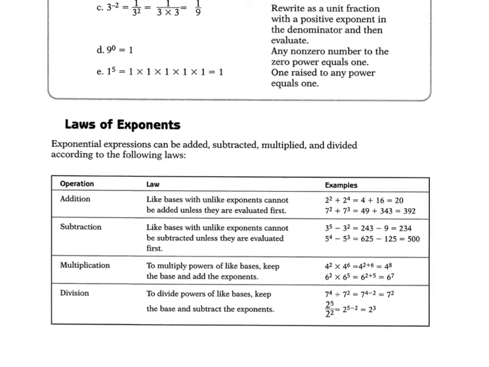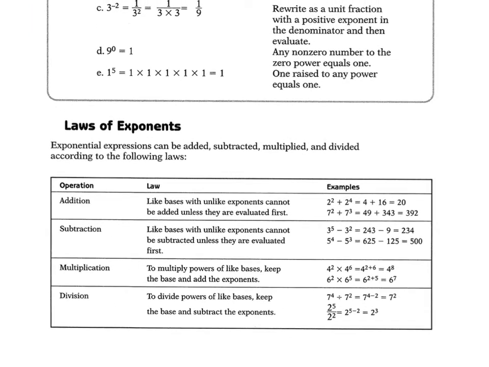You have laws of exponents. These laws of exponents, when you are adding those exponents, as long as your bases are the same, you can add those exponents. So with this, if it gives you examples like 2 to the power of 2 plus 4 to the power of 2, you have to go ahead and do the 2 to the second power, which is 4, and then the 4 to the second power, which is 16, and then add them that way.